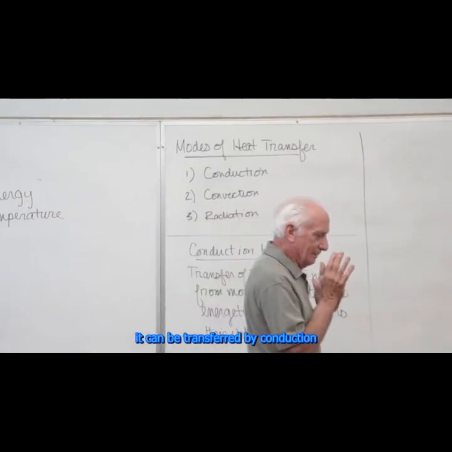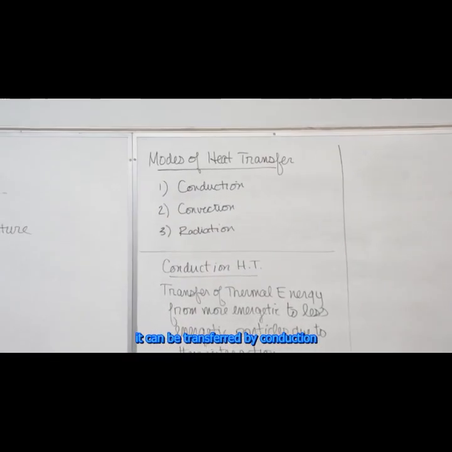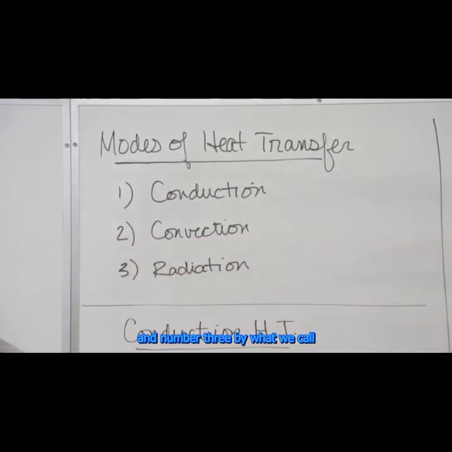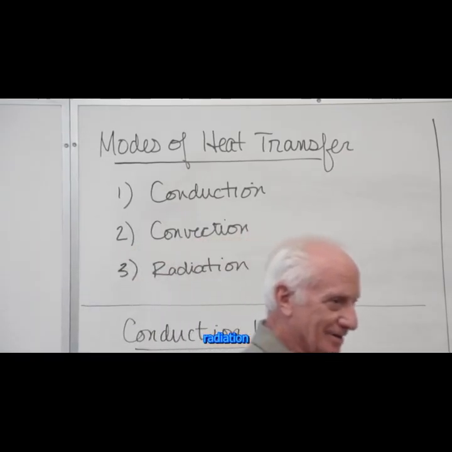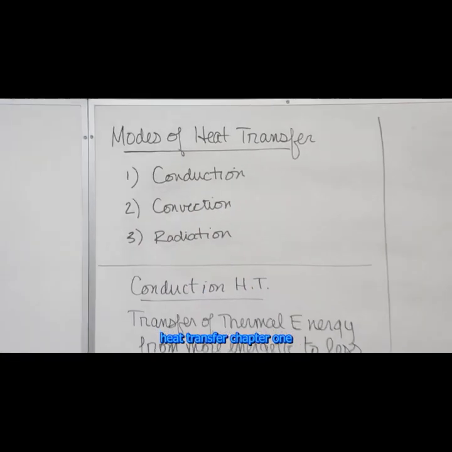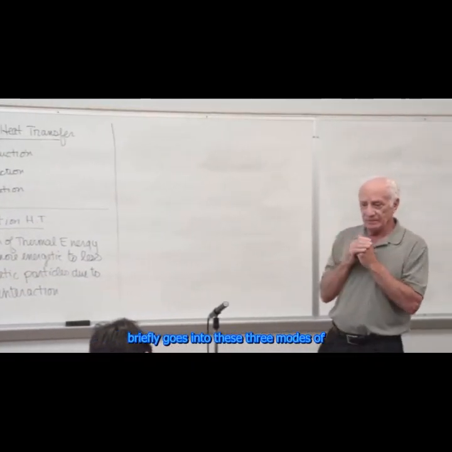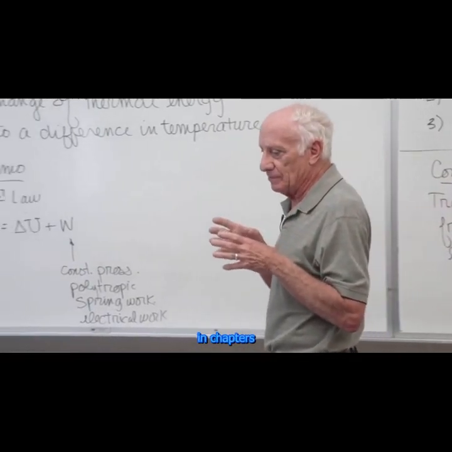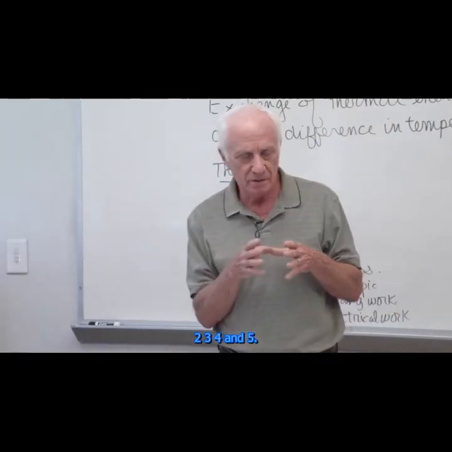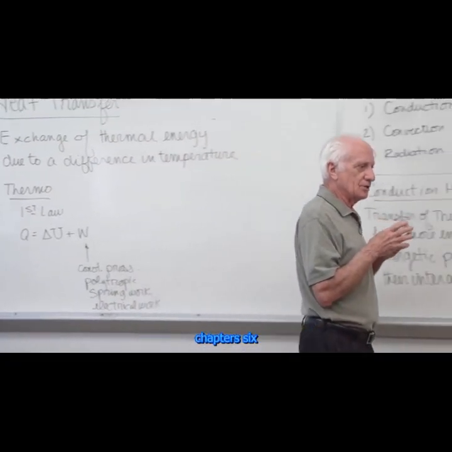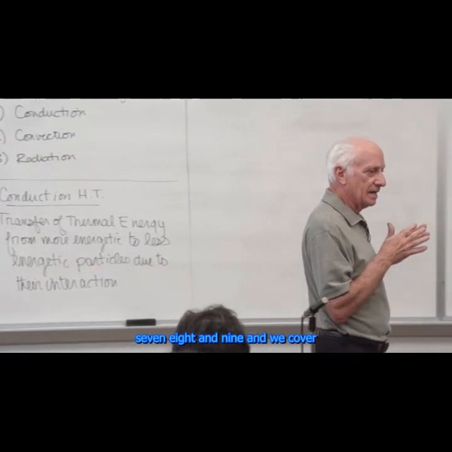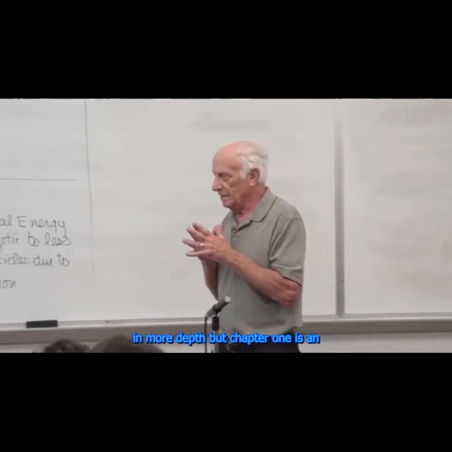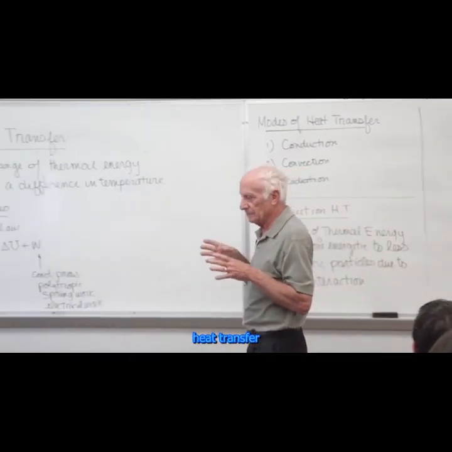Number one, it can be transferred by conduction. Number two, by a process called convection. And number three, by what we call radiation heat transfer. Chapter 1 briefly goes into these three modes of heat transfer. But then we get into depth in conduction in chapters 2, 3, 4, and 5. We get into depth in convection in chapters 6, 7, 8, and 9. And we cover radiation in chapters 12 and 13 in more depth. But chapter 1 is an introduction to those three modes of heat transfer.